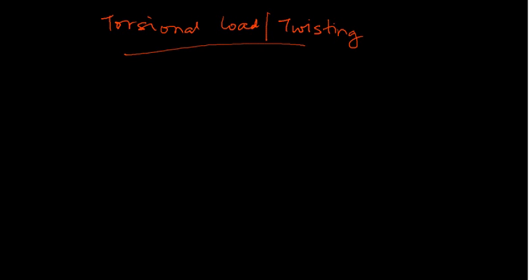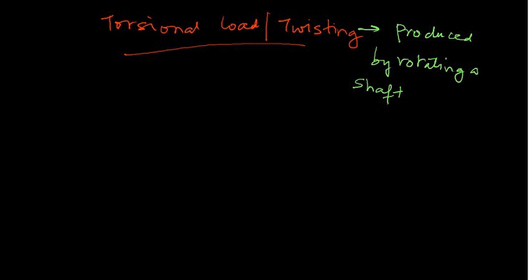Okay, so twisting is produced by rotating a shaft. And when you actually rotate a shaft, you are applying a torque. So when you apply torque onto a shaft, what happens? It comes under torsional loading.